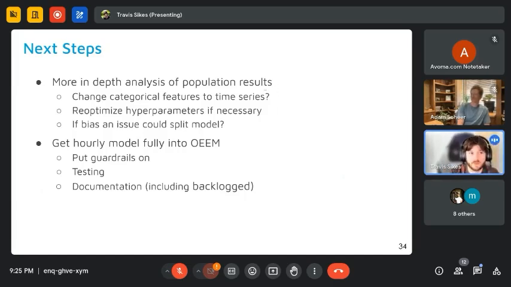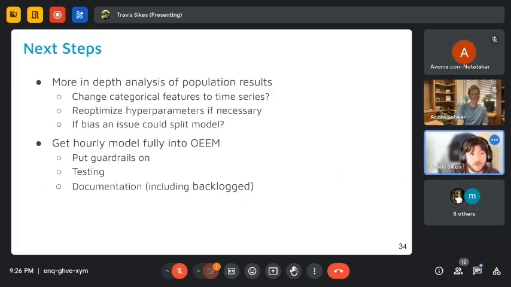If we find out that we need to make some other changes, then we can always re-optimize the hyperparameters now. Now that the code is already in there, it's all set up, it's far easier to do now than it was initially having to create all of that from scratch. And if we find that bias is an issue, such as seasonal bias or any of the biases you might be concerned about, extreme temperatures, that kind of thing, then we can entertain thoughts on how to resolve that, and maybe splitting the model. I'm not very sure. We'll have to see what we do when we get there.